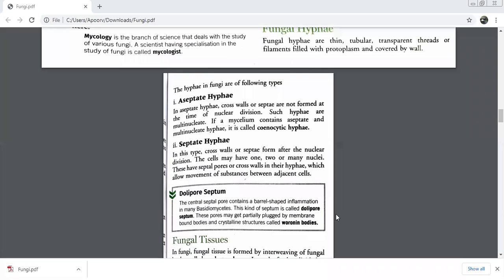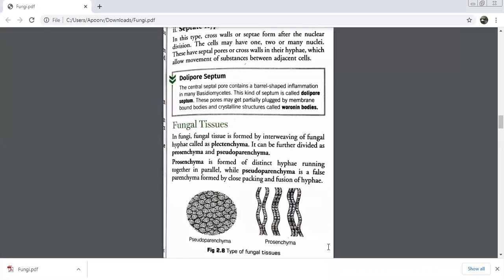Now we move on to fungal tissues. I'll explain this box to you later. It's something additional for you. In fungal tissues, tissue is formed by interweaving of fungal hyphae. Now everybody knows what hyphae are. So by interweaving of fungal hyphae, what is formed is a fungal tissue.